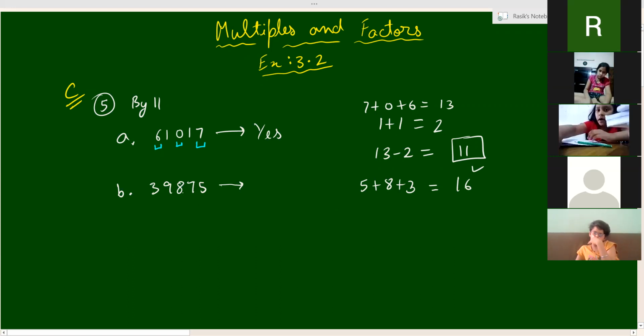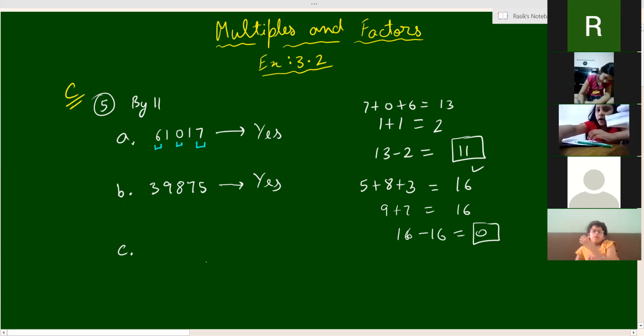Now you add the digits which are at even places. 9 plus 7. Again, the sum is 16. Now when you find the difference of 16 and 16, you get 0. Whenever you get the difference as a multiple of 11 or 0, then also we will say yes, the number is divisible by 11. Okay, answer is yes.